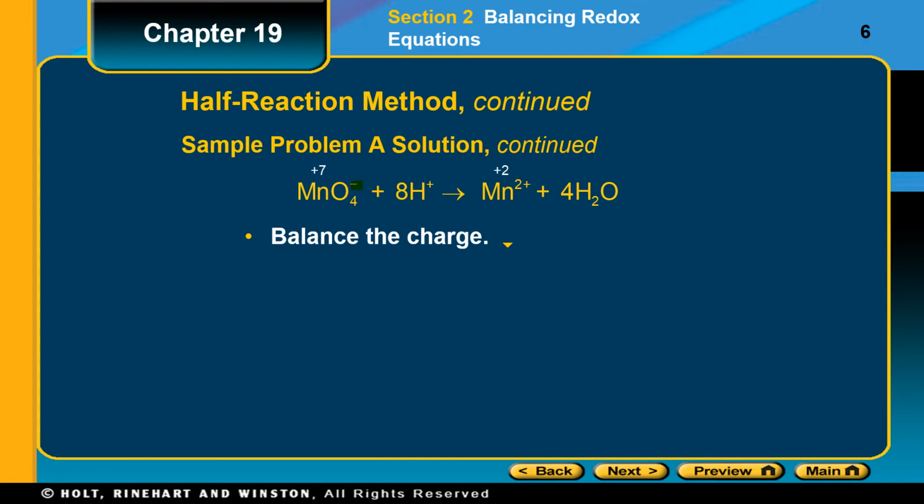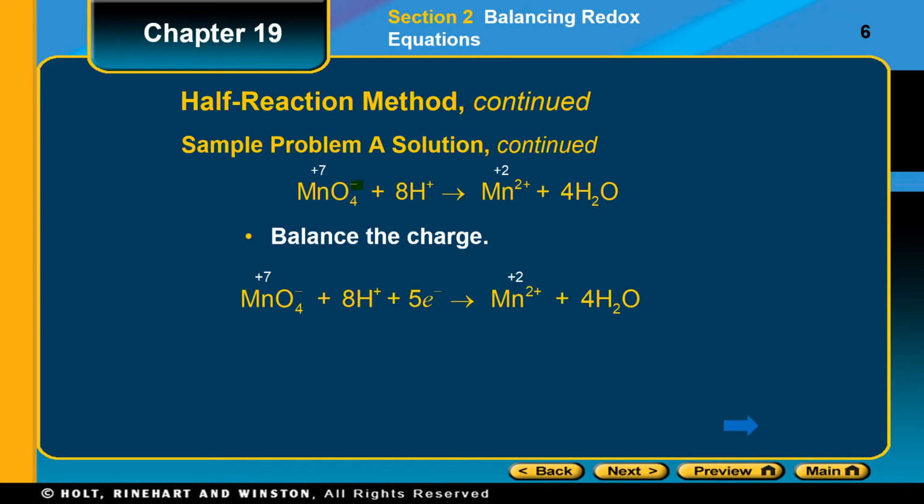So the +7 on this side and a +2 on this side. So we have more over here than we do over here, a greater positive charge on this side. So we're going to have to add some electrons to the left side, and it has 5 more positives, so we're going to have to add 5 electrons to the left side.